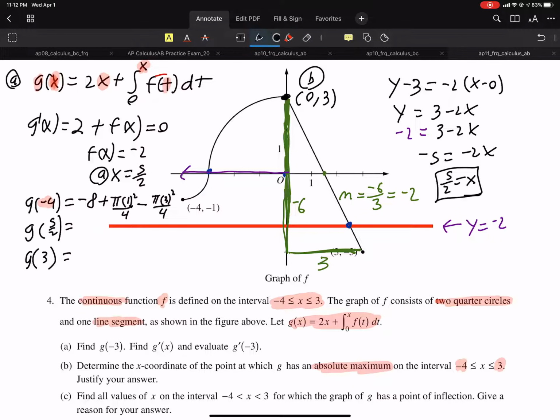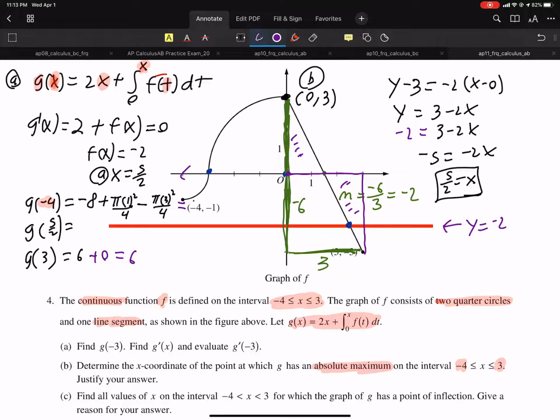Then let's do g of 3. If I plug a 3 here, I'm going to get 6. Integral from 0 to 3. So now I'm going to integrate from here to here. So what that's going to be is this area minus this area, but those triangles are exactly the same. So that's going to be 0. So we're done with that.